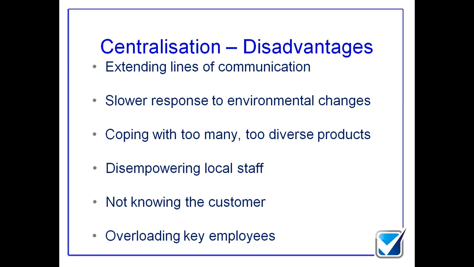Some of these disadvantages include extended lines of communication, which means that when I pass a message from the central hub to the person who has to implement that decision on a day-to-day basis, you may find that the message you get is not the one I originally sent. Or you may just understand it in a different way. It also means slower response times, because decisions have to pass through various different management grades before they come back to the person who actually has to implement that decision.